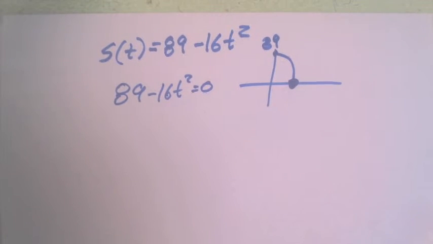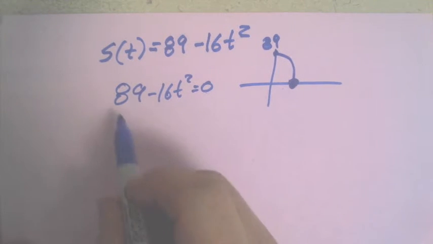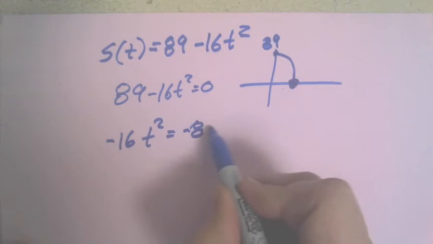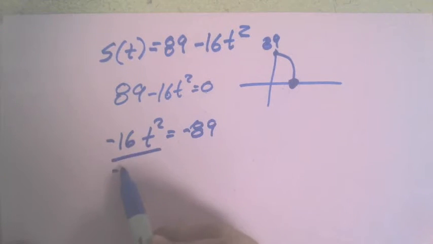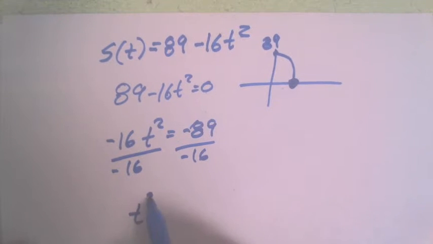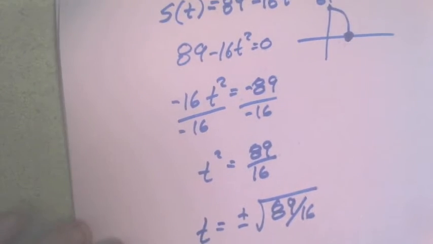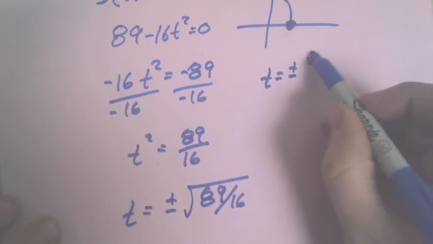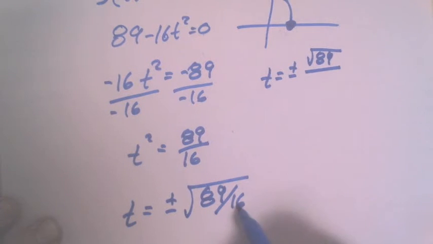Anytime you have a quadratic set equal to 0, you certainly have the option of using the quadratic formula, but because we don't have a t term in here, it might actually be nicer to just subtract the 89 from both sides, or add the 16t squared to both sides, and divide both sides by the negative 16. t squared is equal to 89 sixteenths. Square root both sides. t is equal to plus or minus, don't forget that plus or minus, the square root of 89 over 16. We know the square root of 16 is 4. So t equals plus or minus the square root of 89 over 4.